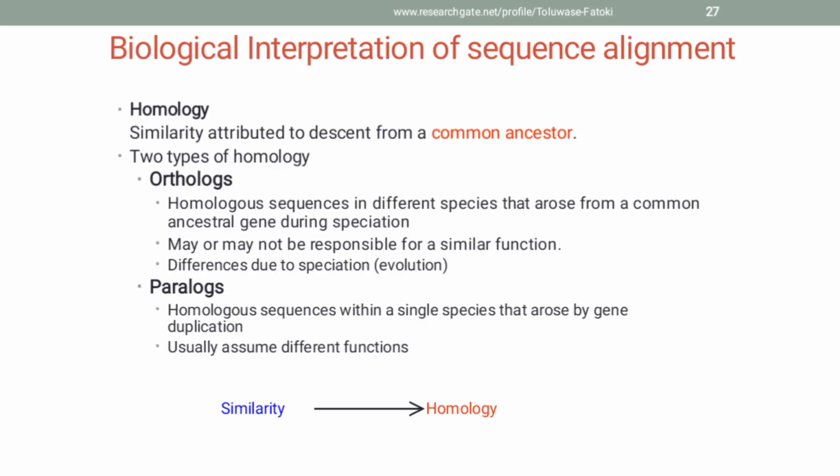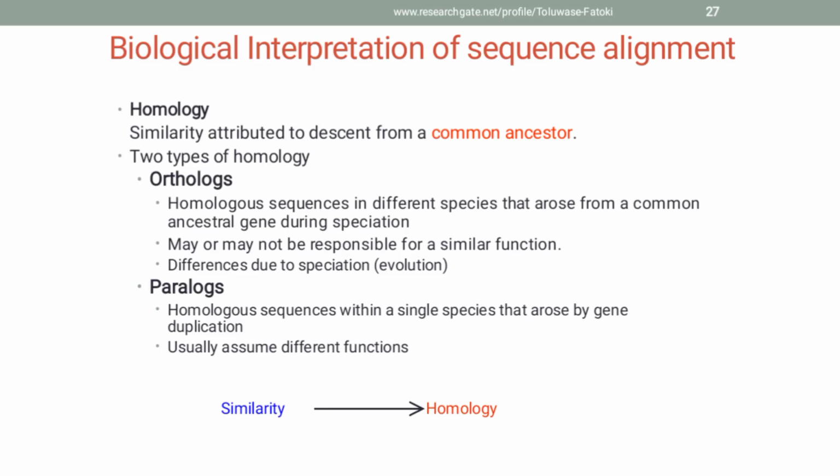So we have two types of homology. We have the ortholog: homologous sequences from different species that arose from a common ancestral gene during speciation. Species A and species B have the same protein performing the same function, but they differ in one small sequence or the other. So they may or may not be responsible for a similar function. The differences are due to speciation events during the course of evolution. One species emerges from the father, another one emerges from the father, but they go in different directions.